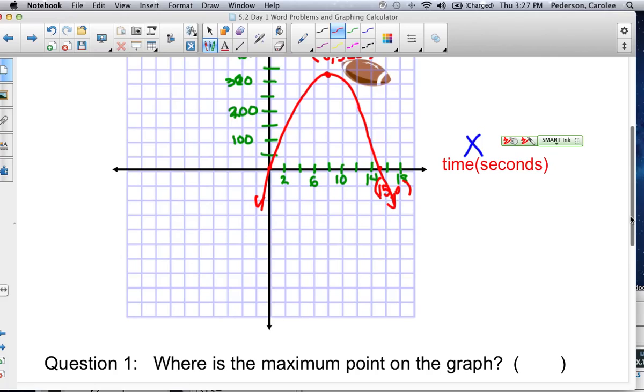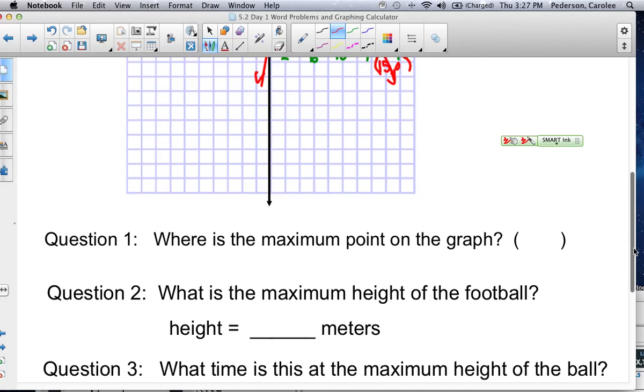The first question is, where is the maximum point on the graph? The maximum point is the highest point on the graph, so that's the vertex. So that point that we found using our graphing calculator was 8, 320. Then it says, what is the maximum height of the football? So remember, the height is your y value on your graph. So the maximum height this ball could reach was 320 meters.